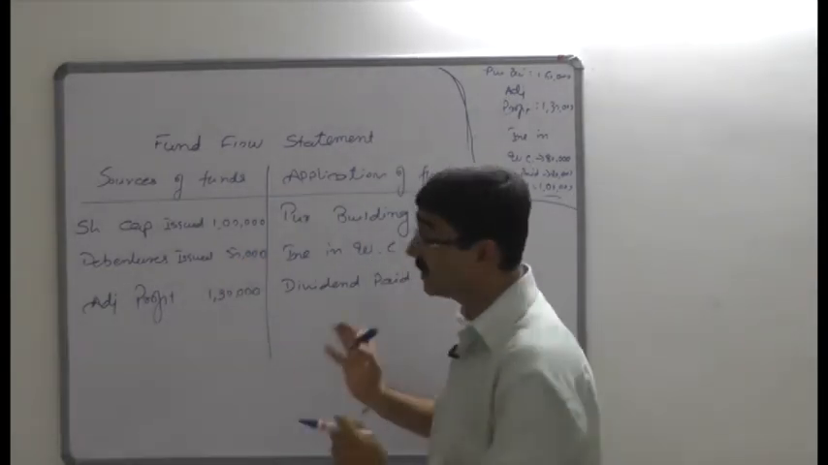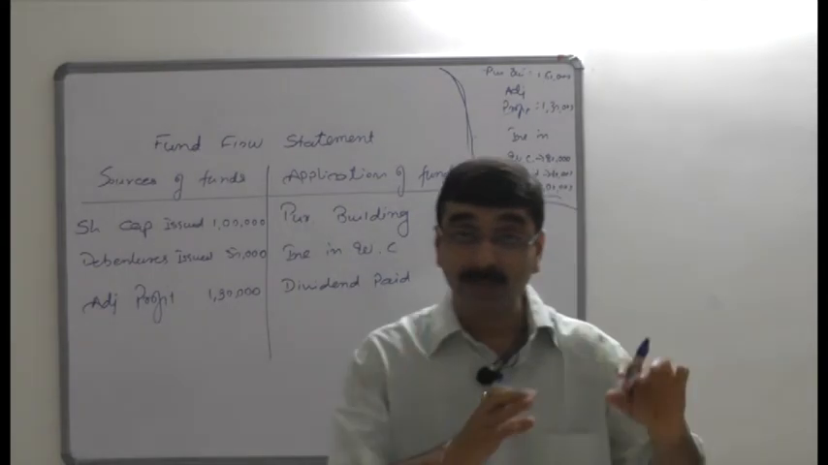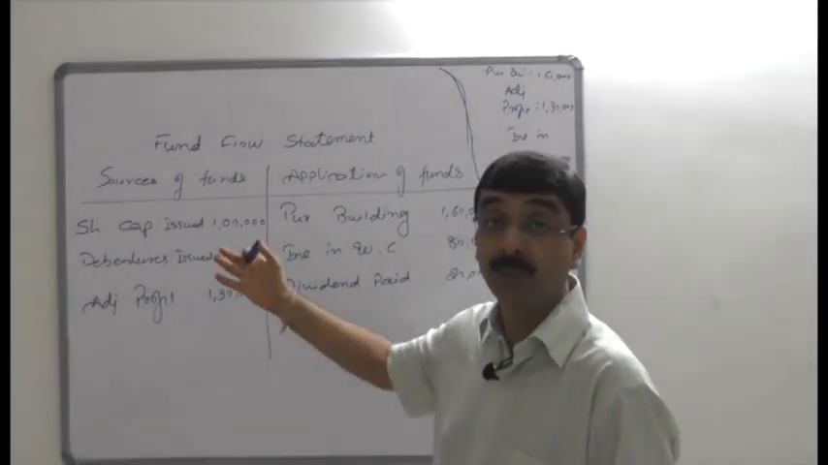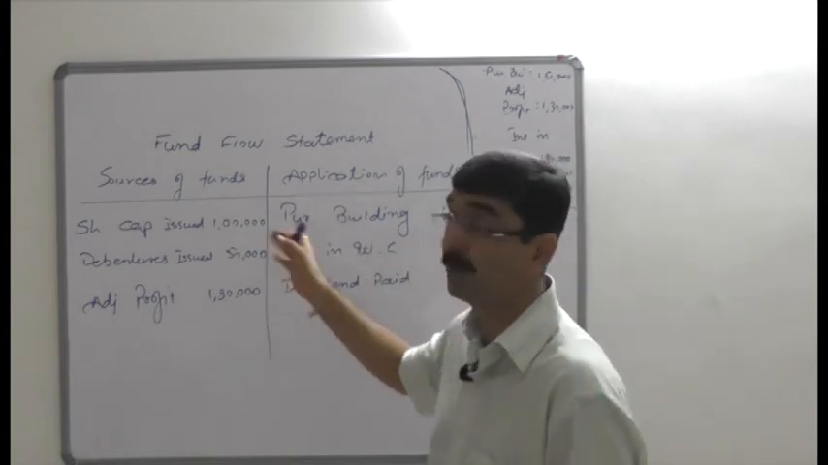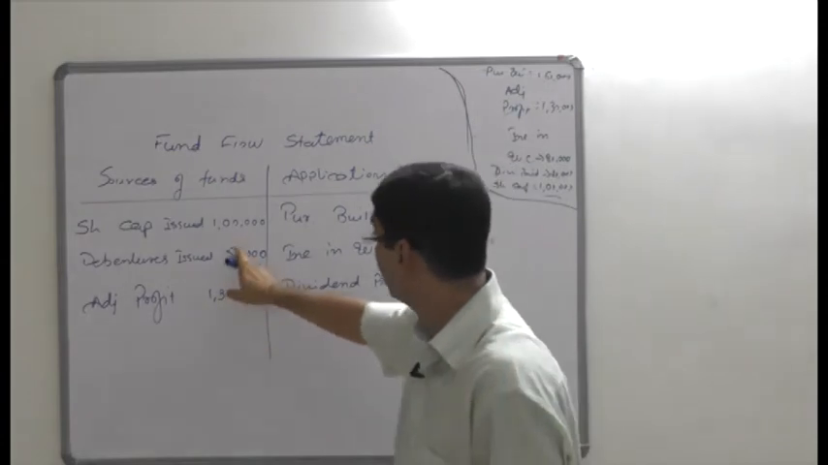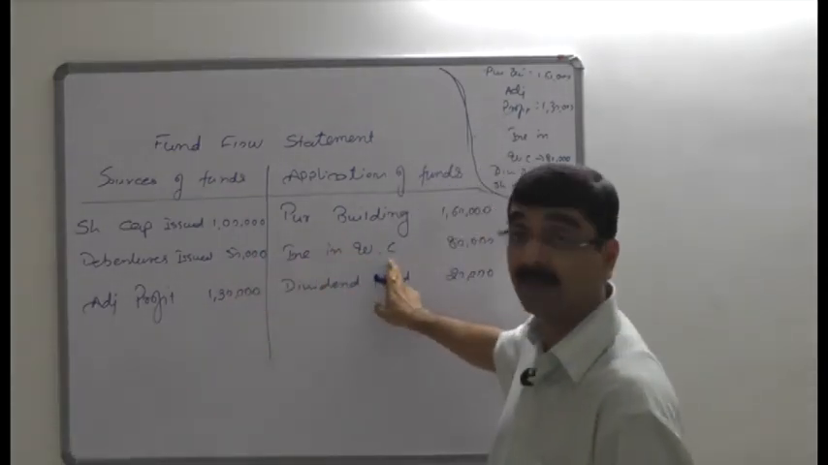So whatever information we have collected from the ledger accounts and the profit and loss account is already recorded here, including the adjustment entries. The working capital statement entry is also recorded here, like the change of your increase in working capital.